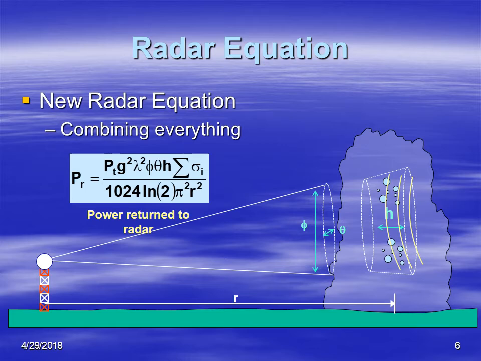Before we do that, let's step back and take a look at our new radar equation. This is the new radar equation, taking everything that we've done before and adding in the scattering, the backscattering. Before, we had just a simple area of scattering or reflectivity. Now it's a little bit complicated because we have the volume of the radar beam that we're looking at.